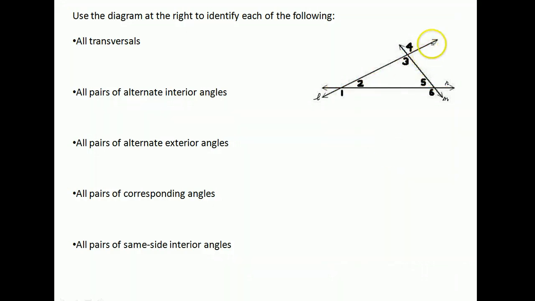Next, let's look at another pair of lines. Let's say lines M and N. What would be their transversal? What's the line that goes through that pair of lines? Well, line L is their transversal.